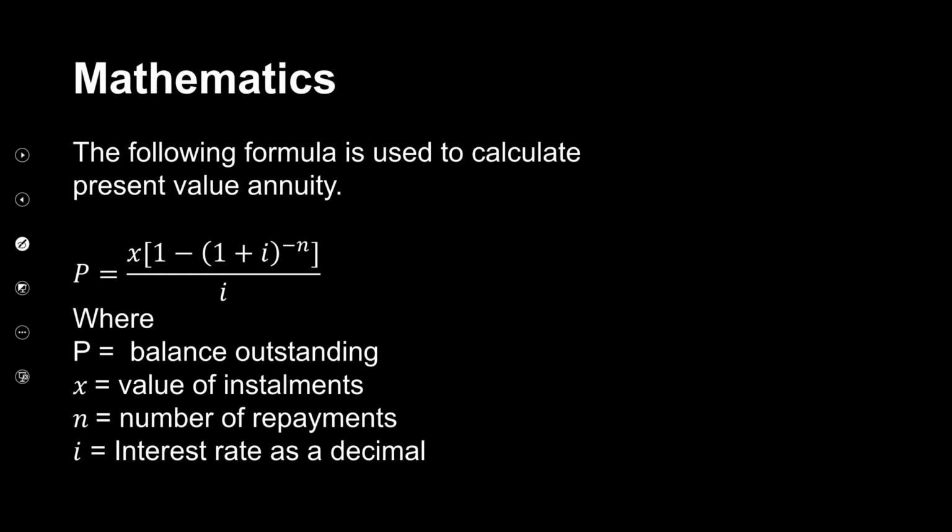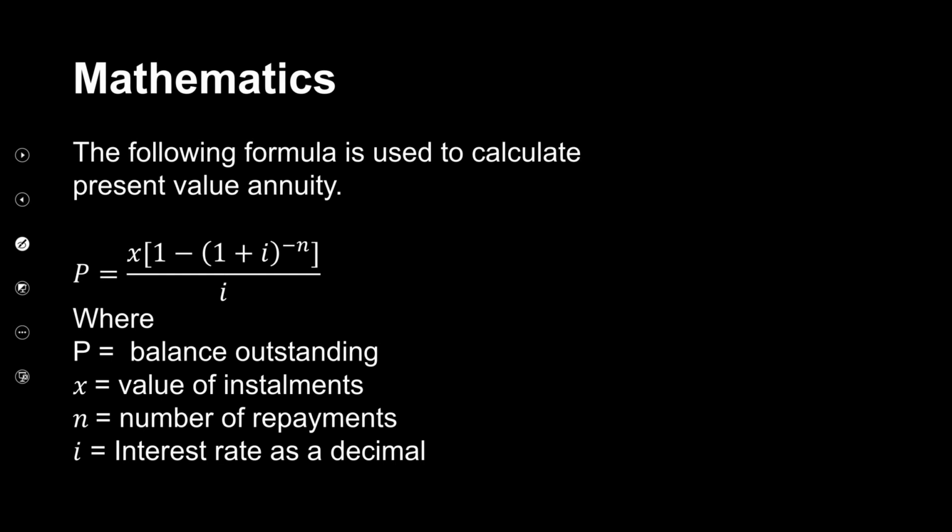The formula that we use to calculate the present value annuity is normally P is equal to X into 1 minus, open bracket, 1 plus I all to the exponent of minus n, divided by I.